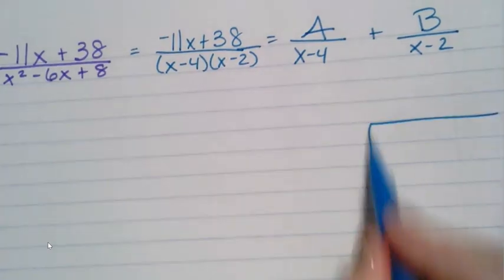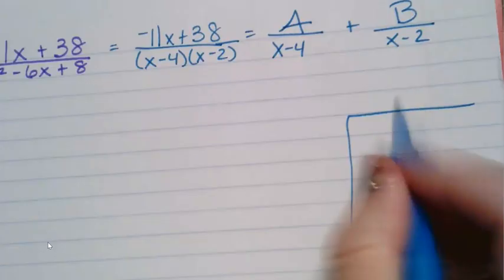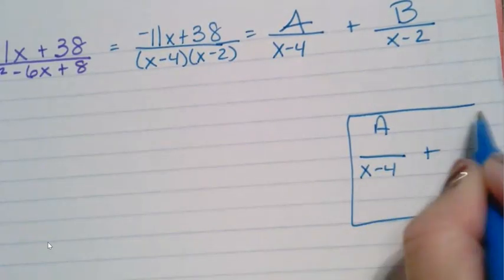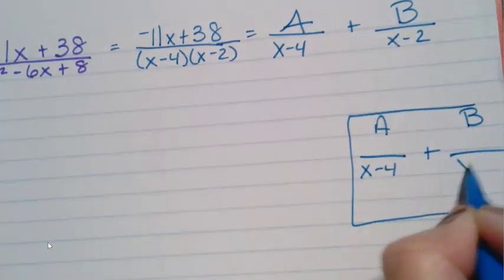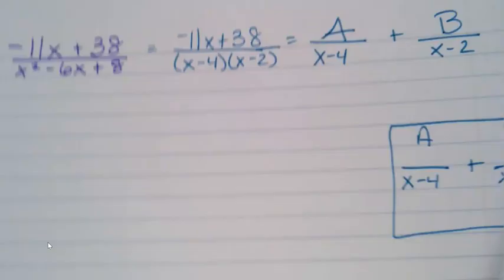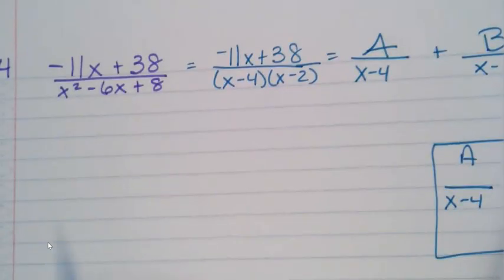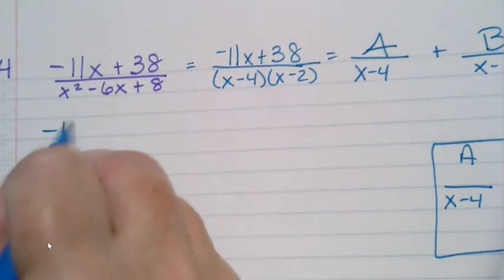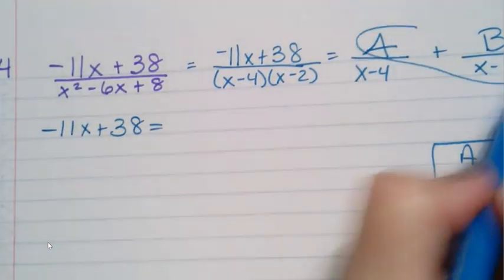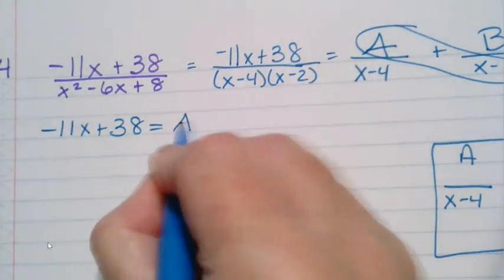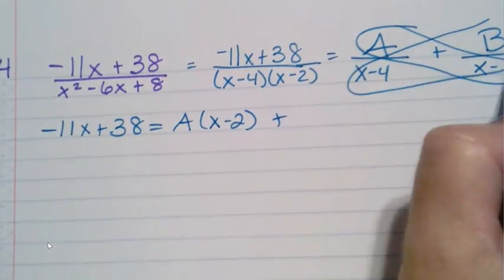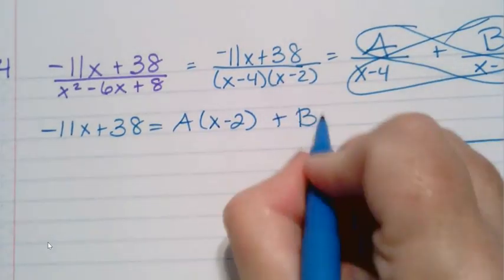So let me make my little answer box here. A, give some space, x minus 4, plus B, x minus 2. So write the left-hand side down, plus 38 equals, and this is where we kind of, sort of, not really, cross multiply. We're going to do it again over here. So B and x minus 4.